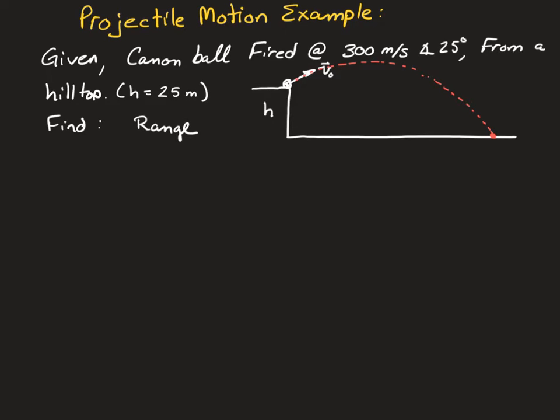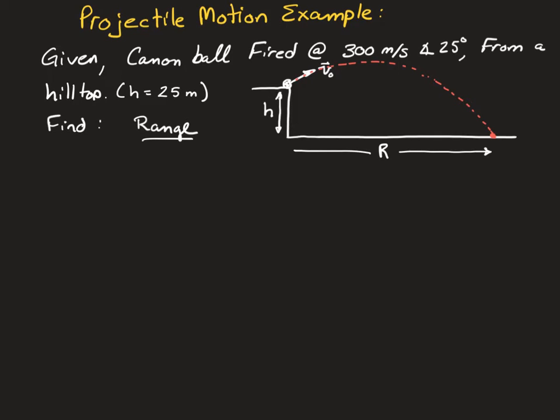Now we want to do a simple projectile motion. This problem is almost identical to the one we did in lab. In this case, what we want to do is find the range, how far this thing will go on our picture here. We'll put that range down right there. And we're starting from this hilltop. Hilltop is a height h. That h is given to us by 25 meters. The initial velocity is 300 meters per second at an angle of 25 degrees.